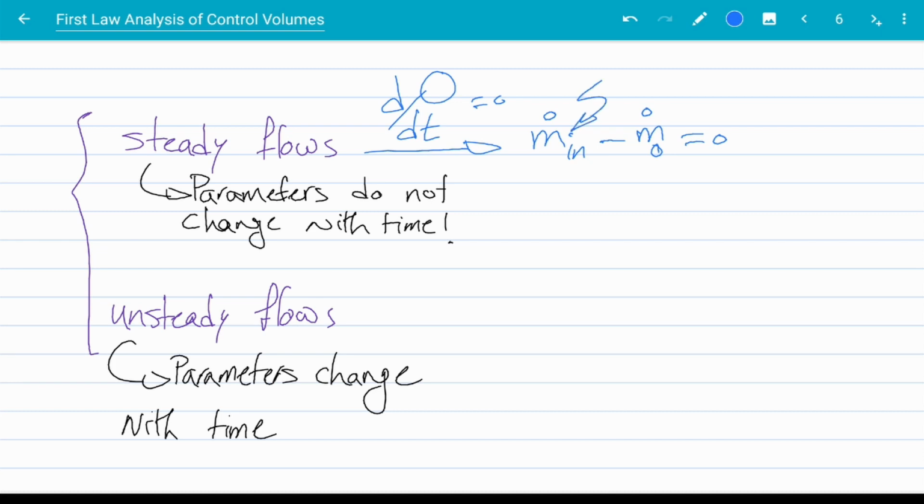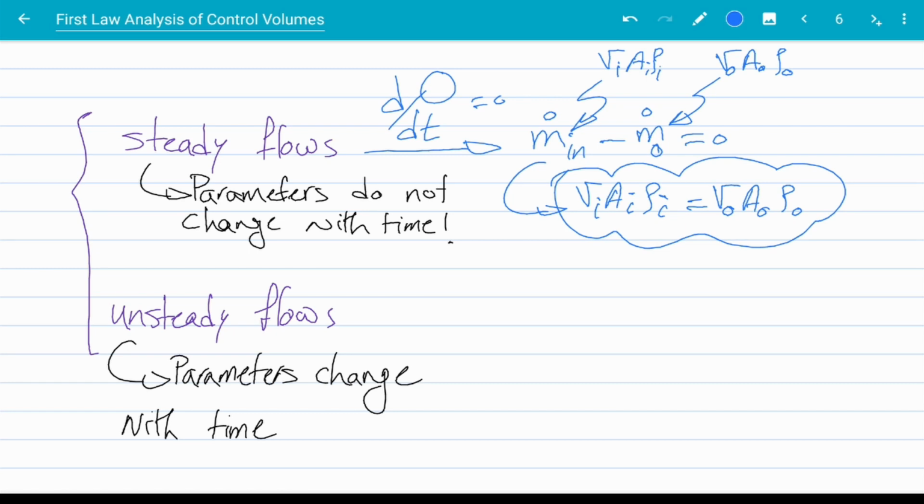Now, m dot coming in is velocity entering, cross-section area, density, all three at the entrance. Mass dot going out is velocity going out, cross-section area of the exit, the density of our fluid at the exit, right? So I can play with this equation and get velocity in, cross-section area in, density in is equal to velocity out, cross-section area out, density out. So in a special case that we are dealing with steady flows, the conservation of mass reduces to this equation.